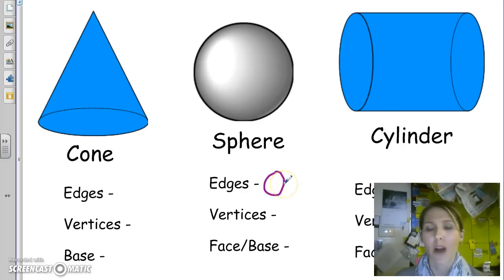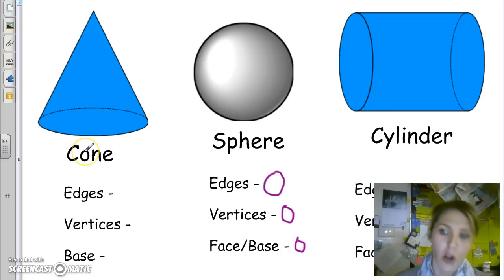What about corners? Remember how we said vertices were corners or points? Do you see any points on a sphere? I don't. So we have got 0 vertices. How about a face or a base? Now, some of you might think that there could be one face or base because there's one smooth surface. But that surface isn't flat, is it? It's round. So we actually have 0 faces or bases.